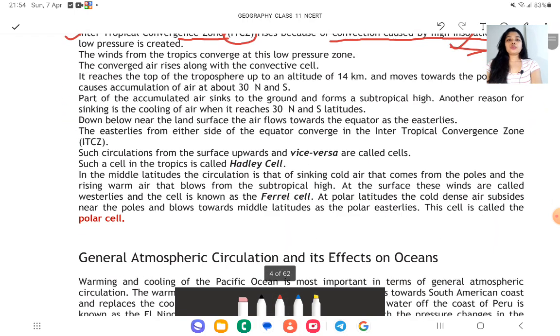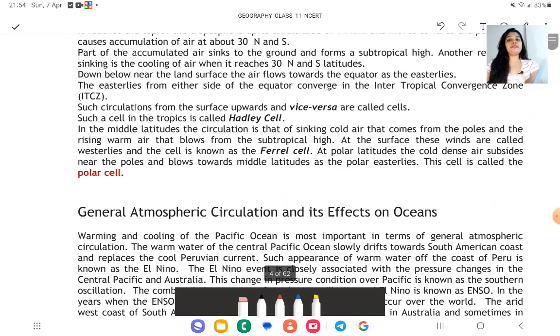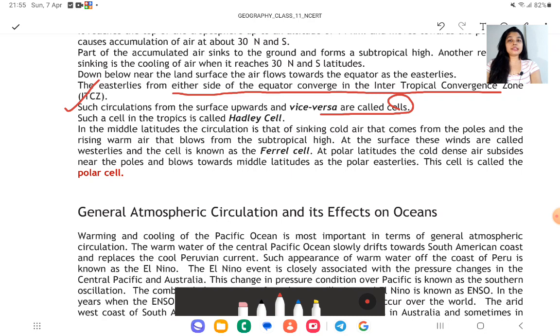So now we will see about the cell formation. Again, this is very important. The cells are very important. When the circulation is there, you will see that there is cell formation. The easterlies from the eastern side of the equator converge in the intertropical zone. The circulation from the surface upwards is called a cell. Such a cell is called the Hadley cell.